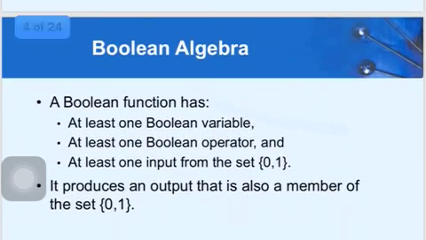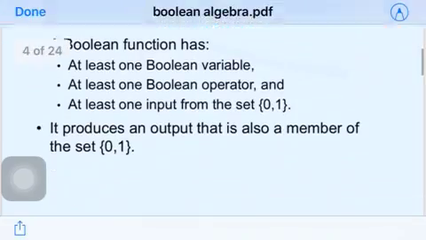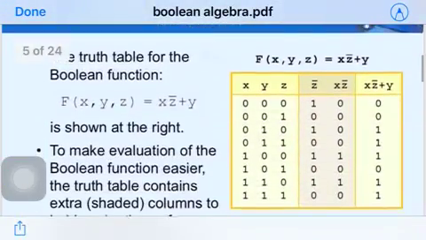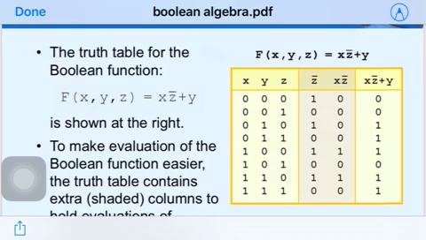A Boolean function will have at least one Boolean variable, at least one Boolean operator, or at least one input from the set 0 or 1. A Boolean function is nothing but a Boolean expression, and it will give an output which is a member of 0 or 1. So let us see some examples of Boolean functions. F of x, y, z is a Boolean function which is x z complement plus y. This is the example given.